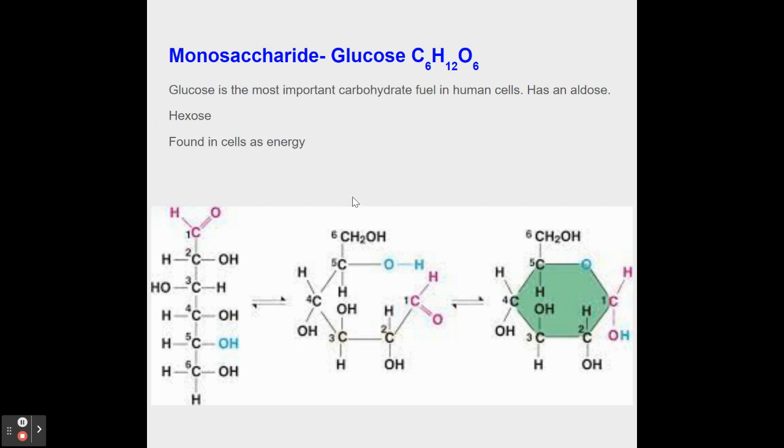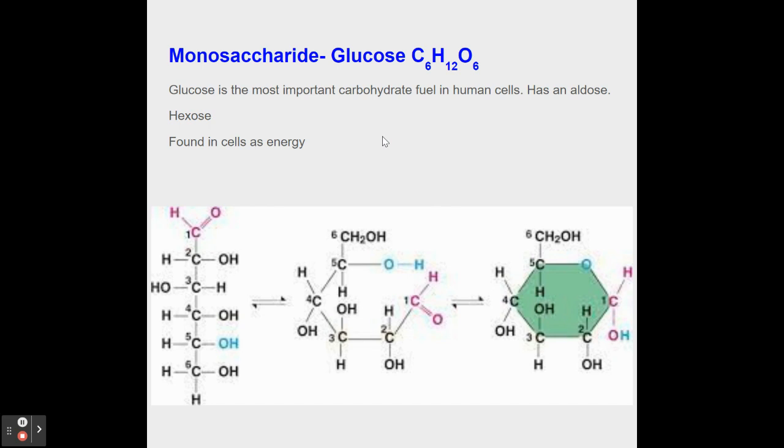The first monosaccharide that we're going to talk about, and we're going to probably talk about this one quite substantially over the next semester, is the glucose molecule. Glucose is the most important carbohydrate fuel in human cells. We use it through cellular respiration, where we combine glucose with oxygen to create ATP, or usable energy. There are a number of different reactions that we're going to learn that help turn this molecule into usable energy for our cells. We store this in our muscles, and it's circulating in our blood.